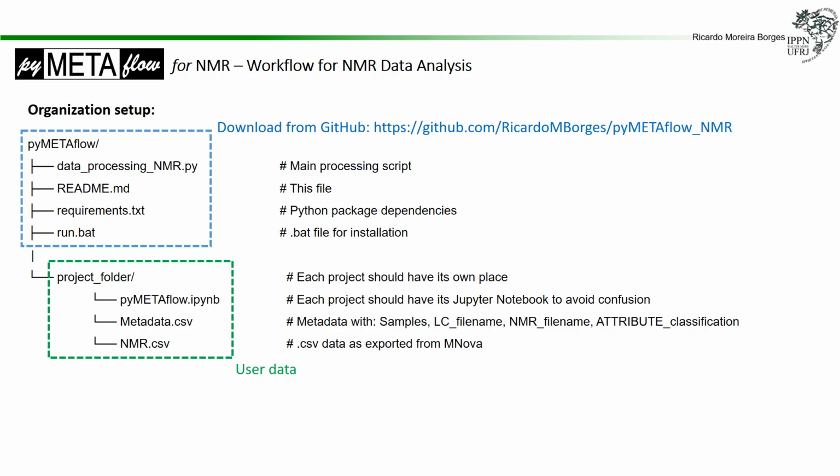The user should have a metadata.csv file. Well, this is good for any study, right? But you would need samples, LC file name, NMR file name, or attribute for classification. That will be somewhat required. The samples and the file name is requirements, and the attribute classification for the classes, right? And well, of course, the NMR data as exported from MNova. Of course, we can create variations for the import functions to get data from different sources as well. But that will be in the future, right?